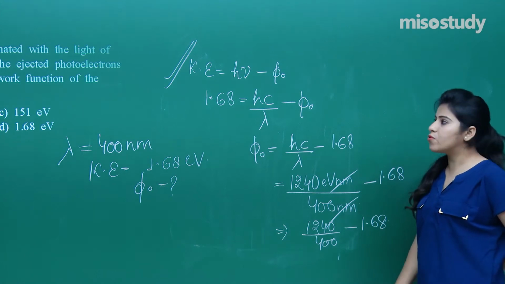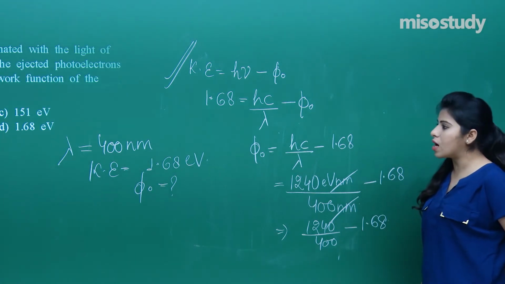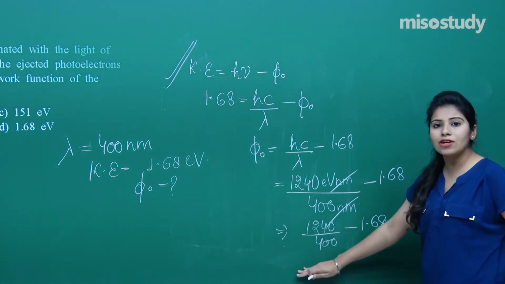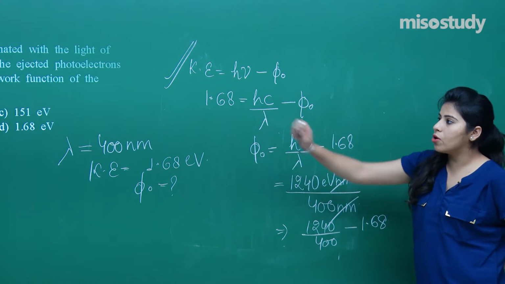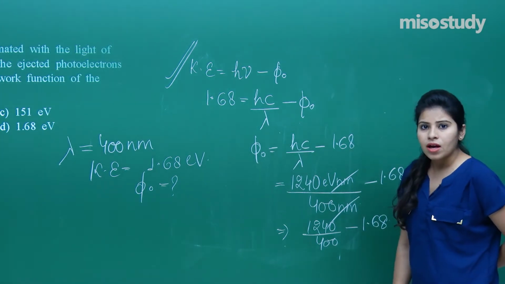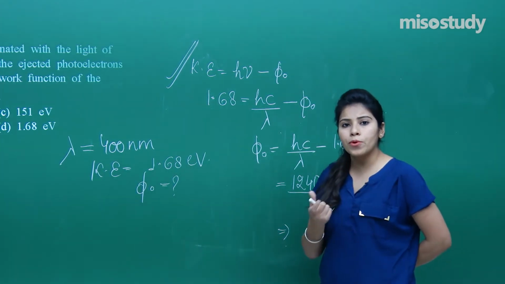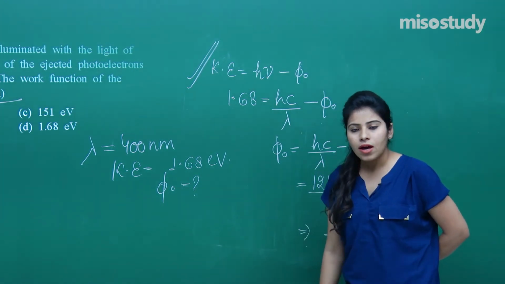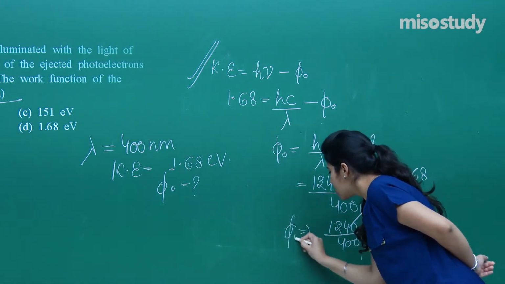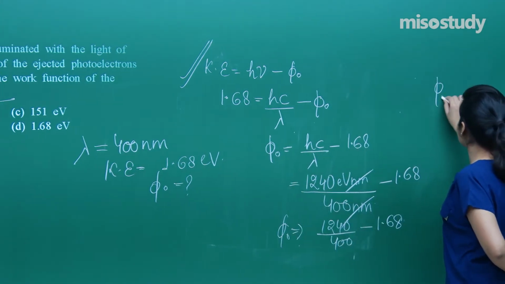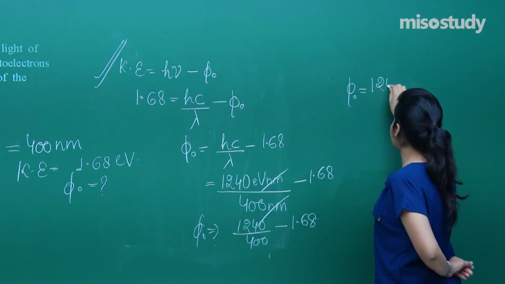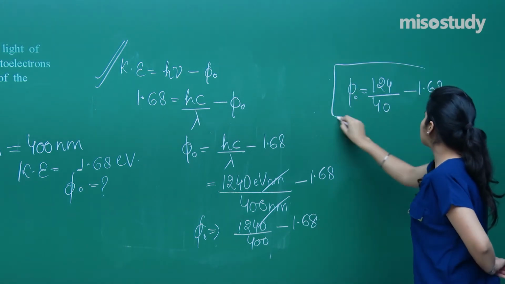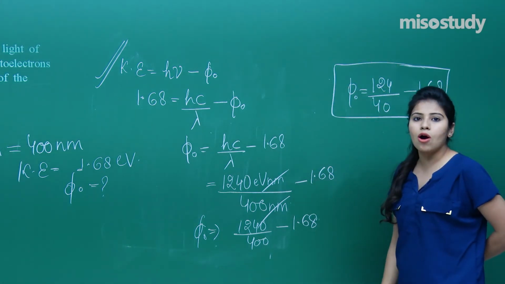Now you can solve it very easily, and whatever number comes out here will be your work function. I have just told you how to approach this question, but the answer will be given by you. Whatever number comes here, let me write again, that would be 1240 by 400 minus 1.68. Just solve for this and find the value.